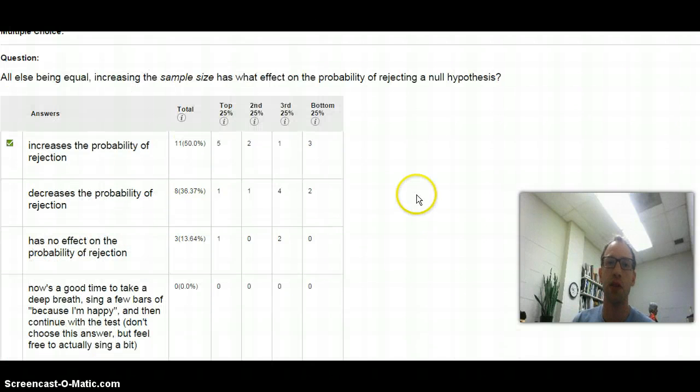Okay, all else being equal, increasing the sample size increases the probability of rejecting the null. In other words, this is called buying statistical significance. Buy more money, you can get a bigger sample. Bigger sample means you're more likely to find a statistically significant result.